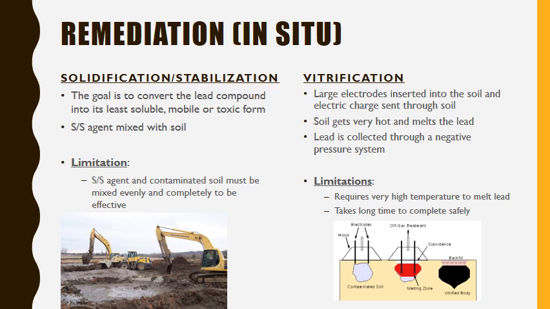Another form of remediation is called vitrification. This is when very large electrodes are inserted into the soil and they shoot an electric charge through it. The soil gets crazy hot and melts the lead, which allows the lead to be collected through a negative pressure system, so it gets sucked out. Some problems with this technique is that it requires ridiculously high temperatures to melt the lead, and to have that happening in the soil is very challenging. It also takes a really long time to complete this safely because it takes a long time to heat it up as well as cool down the soil and the area.